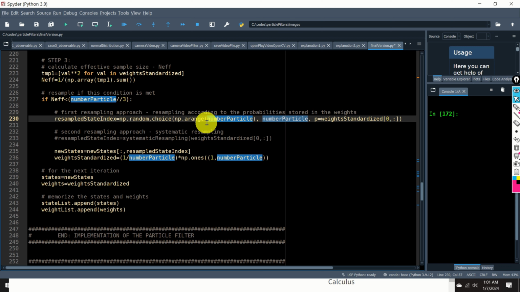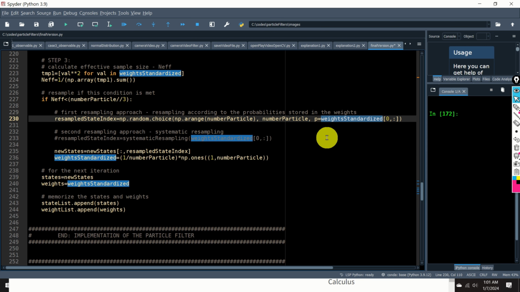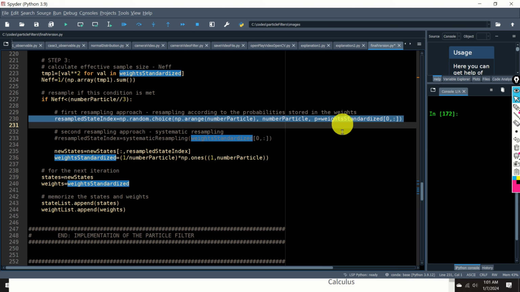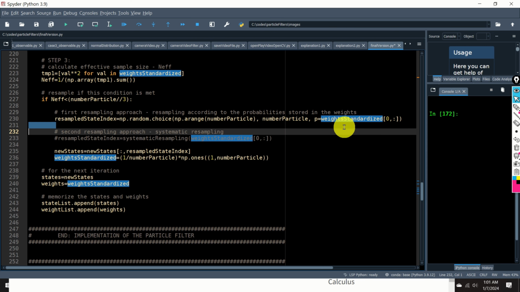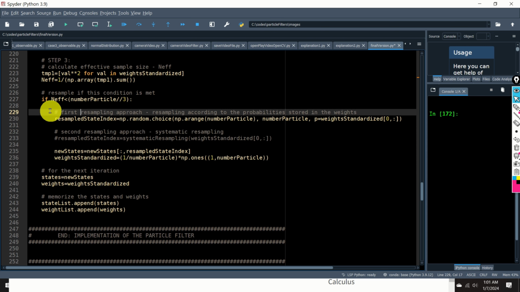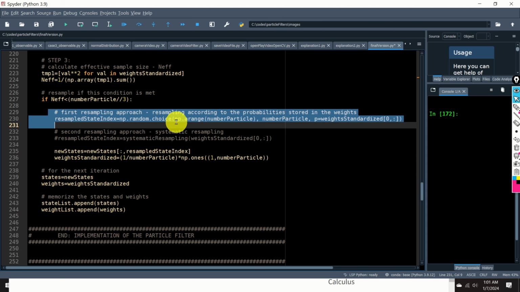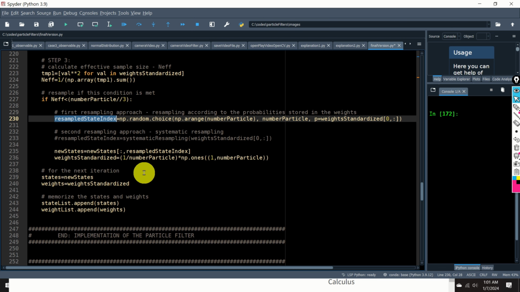That is, this function will draw n samples from this array. And over here, we specify the probability of selecting a certain index. The probability is actually equal to our weights. And that's it. This is a simple approach for generating indices of resampled particles. That is, these indices will be stored in this array.